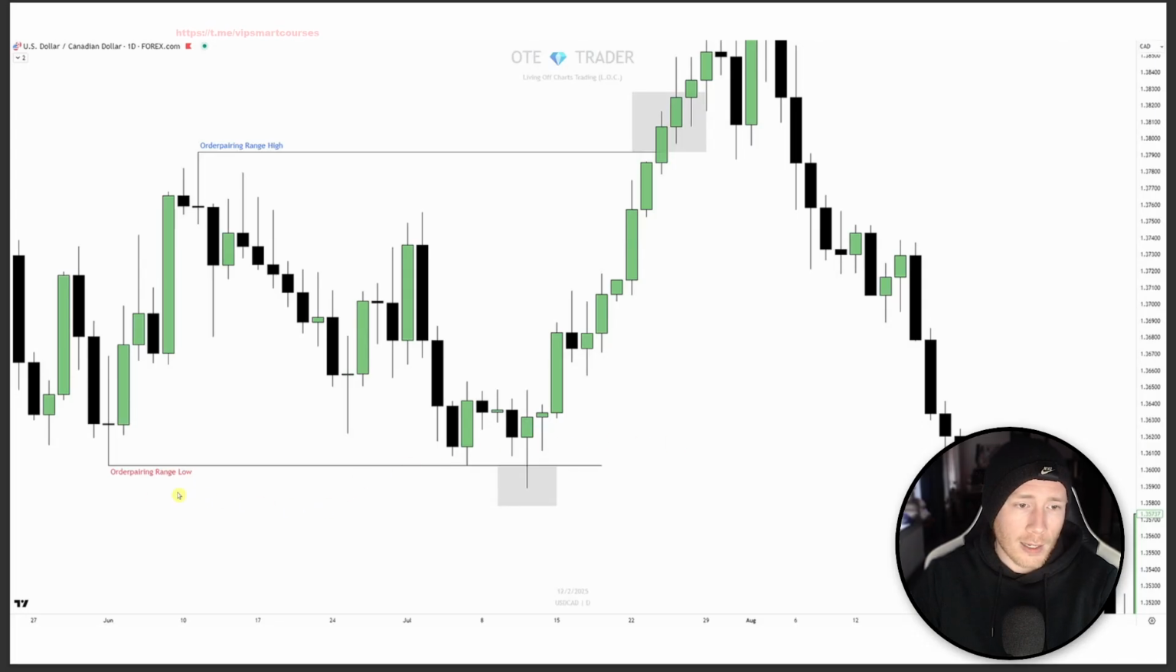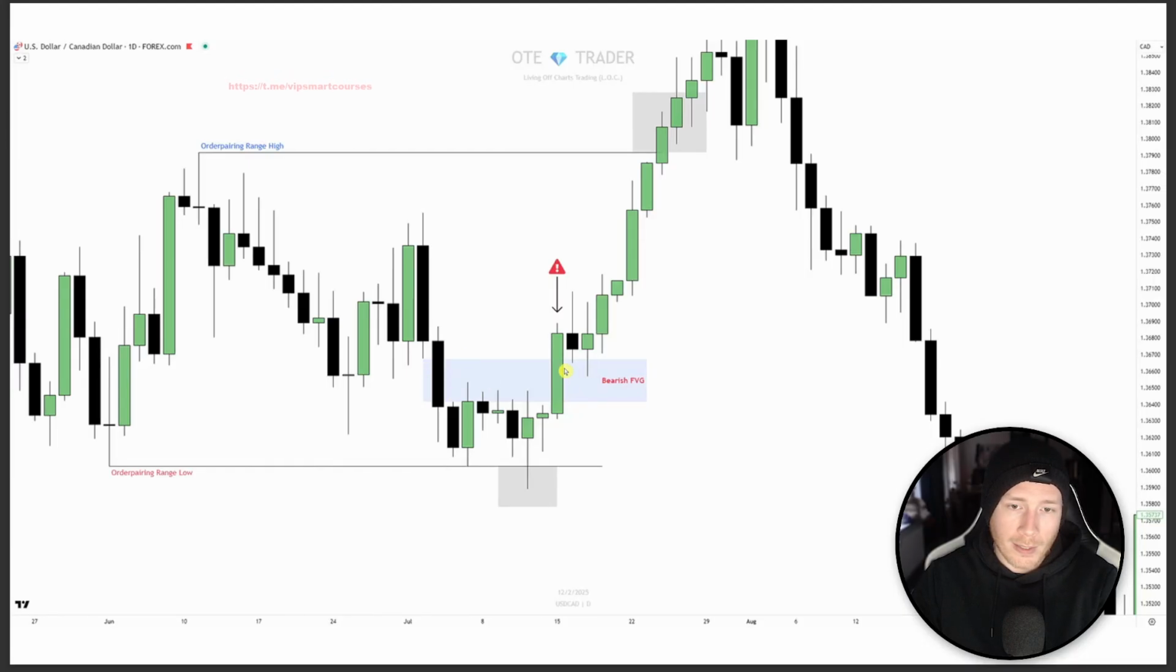If you look at the order pairing, first of all, this is our draw on liquidity. We taught that in episode 3, right? Order pairing, very important. Lows get accumulated and we want to pair them up with the highs. Then we have a bearish fair value gap over here and it gets traded above. You can see over here, this is key.